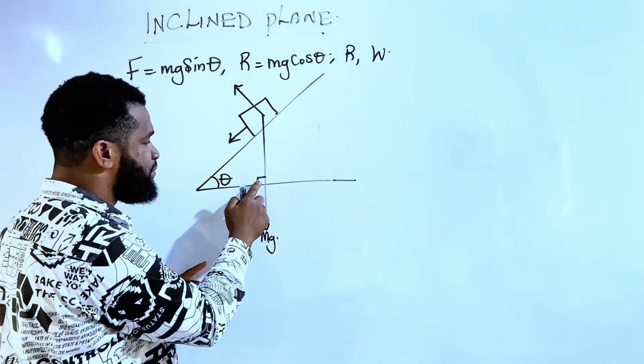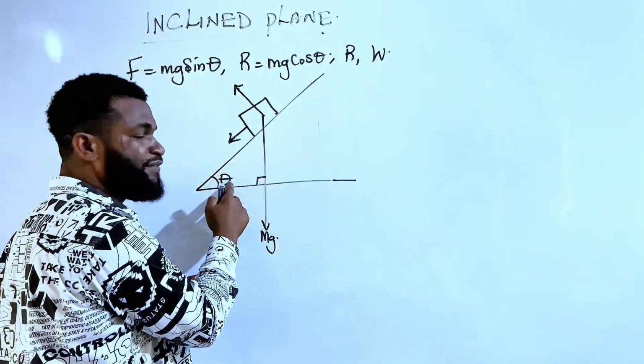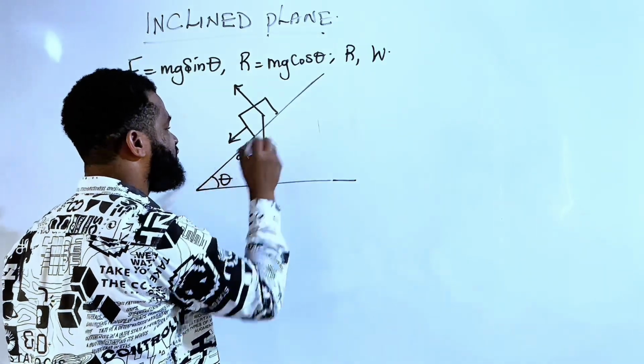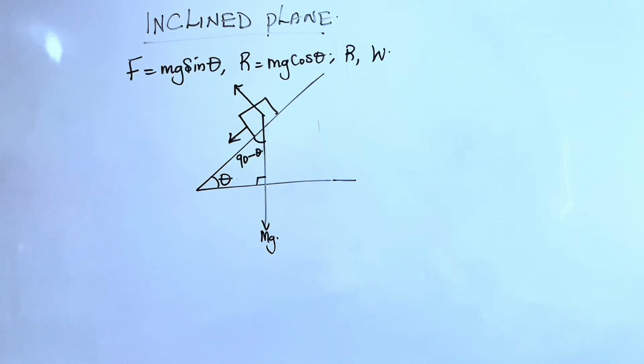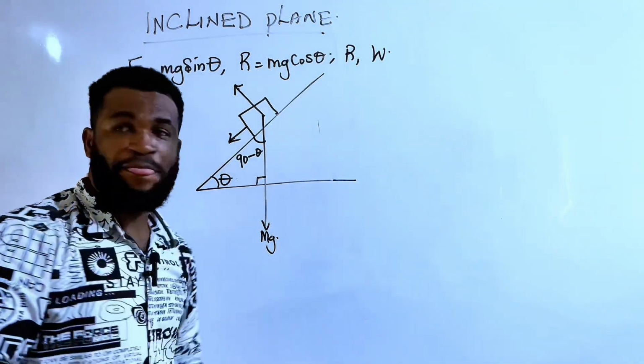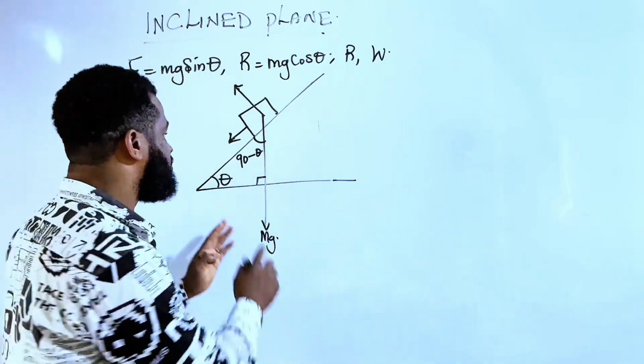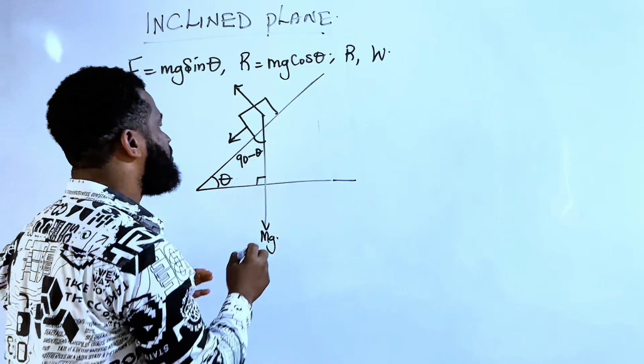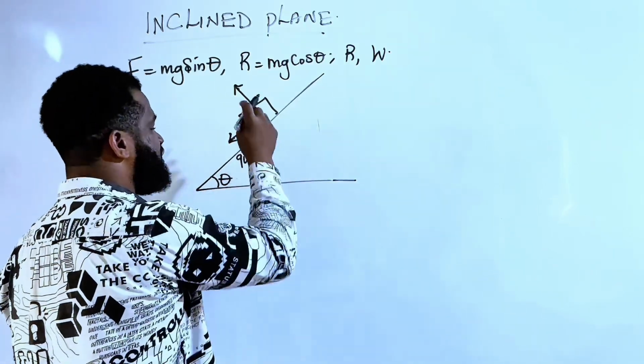So if I have angle 90 here and I have theta here, to complete a triangle, I'm going to have 90 minus theta. So 90 minus theta here. So I've completed a triangle. Now, there should be a resolution.